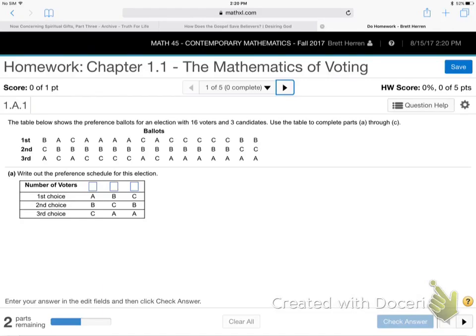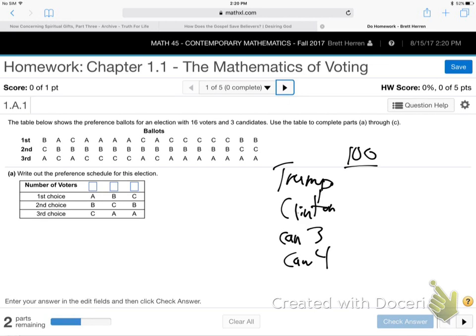Okay, so with the preference ballots, what I'm saying is, what if candidates voted the following way? What if we had Trump and Clinton, and candidate number 3 and candidate number 4, and a lot of people, let's say Trump got the most, 100 people voted the following way. 100 people put Trump as their first candidate.